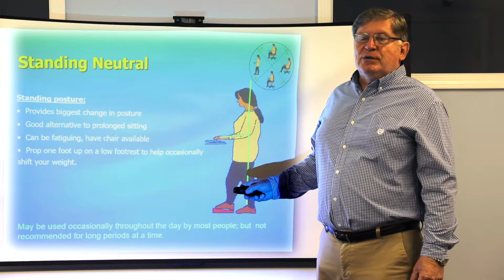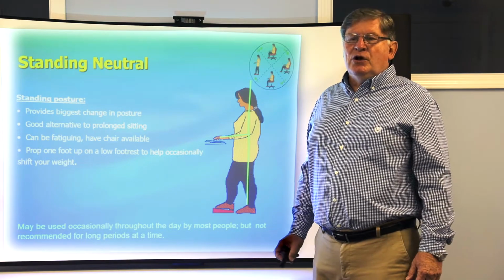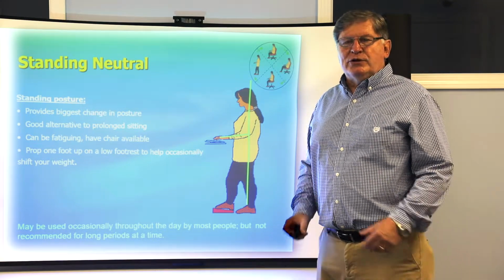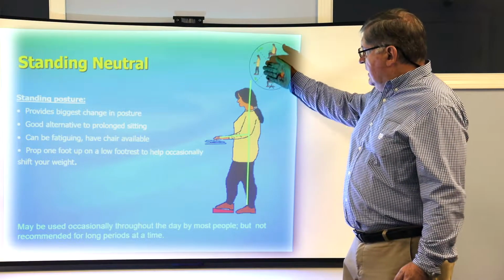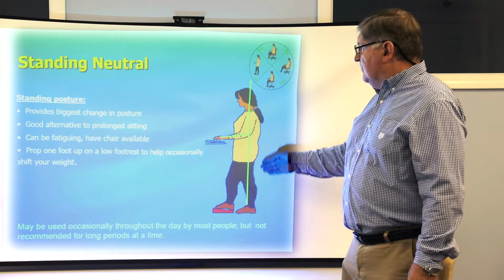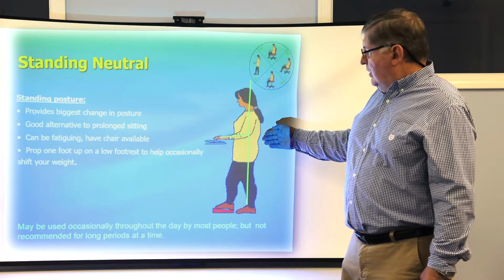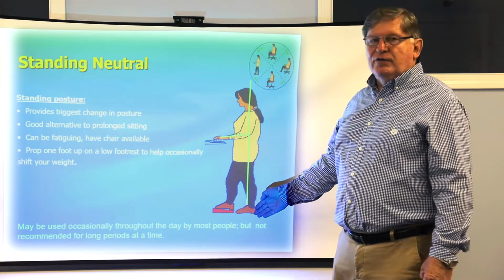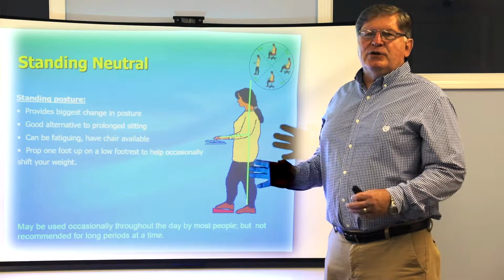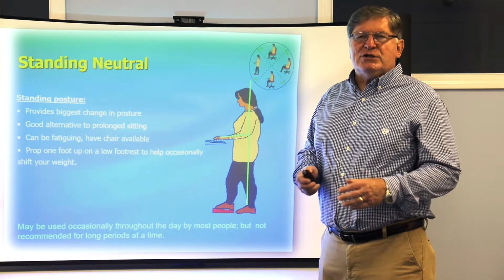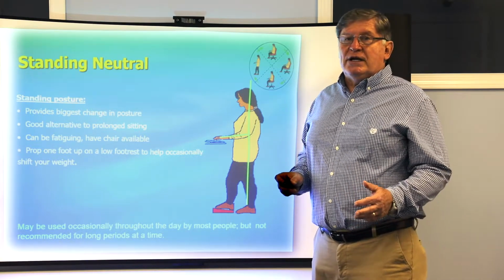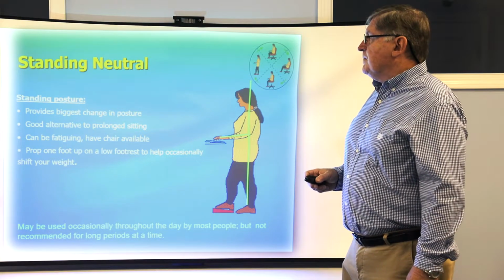Standing postures are similar. Now, some of you may have standing workstations, or you may have a job that requires you to actually stand. If that's the case, then the same plumb line applies, and that is, it should go through your ear, your shoulder, your elbow, your pelvis, and the middle of your foot. That's the posture that you should be in if you're going to be standing, particularly for long periods of time.